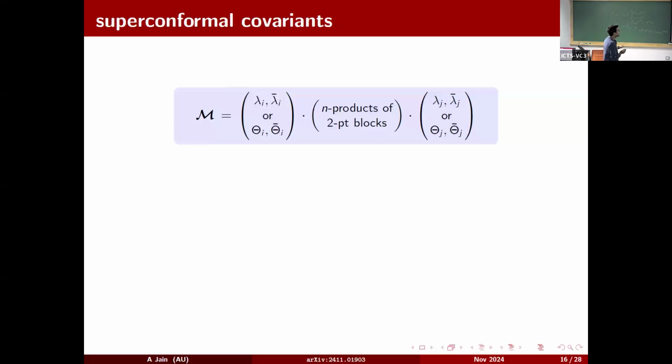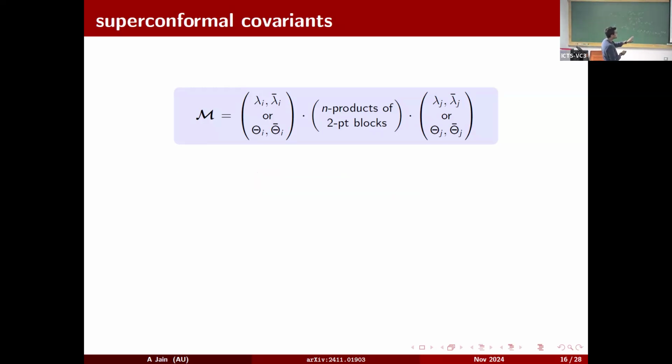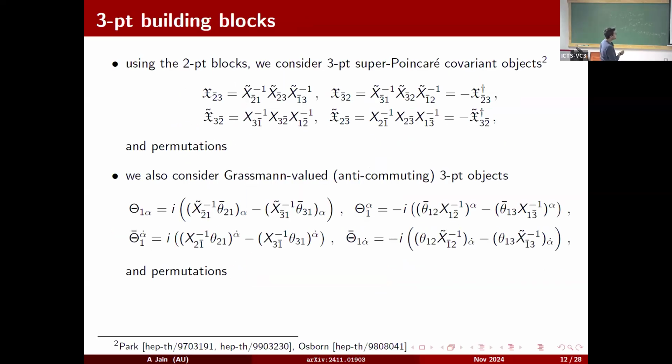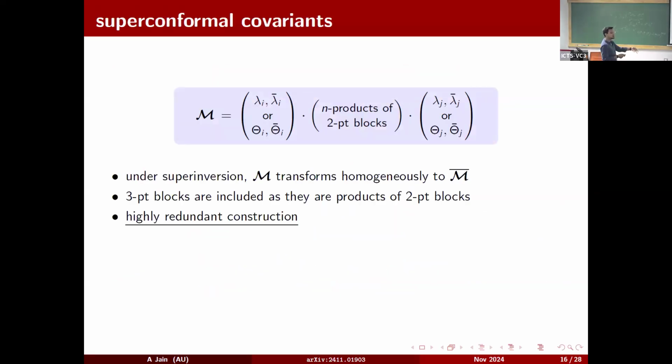I construct all the objects that I can construct with this strategy. And the issue with that is, one thing, it transforms homogeneously to m bar. So this object would go to its conjugate under superinversion. The lambda under superinversion goes to lambda bar, so the whole object under superinversion would go to its conjugate. Right. So I'm using products of the 2-point blocks, but clearly the 3-point blocks which I defined here are made up of 2-point blocks as well, so those are also included in this. And it's a highly redundant construction.